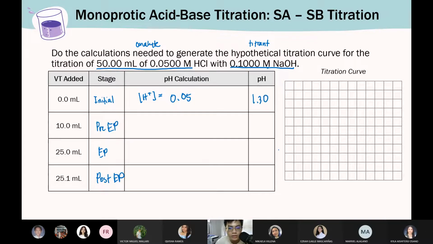Ayan na yung pH. So, mag-graph ako dito, ha? So, pH 1, pH 3, 4, 5, 6. Sige lang. Pag may question, i-clarify. Ask nyo na lang.